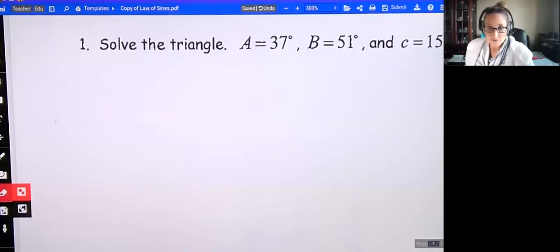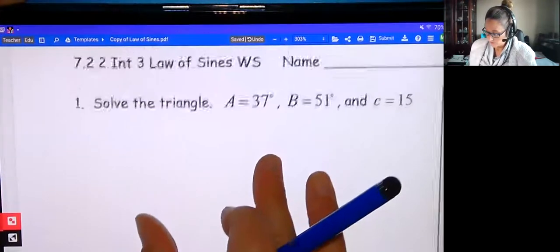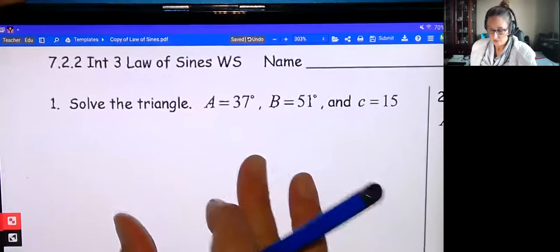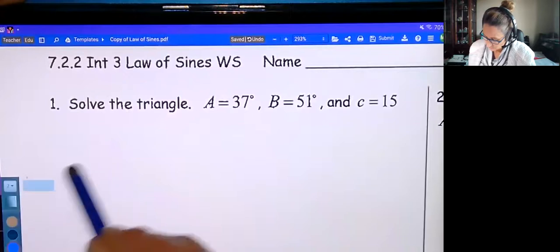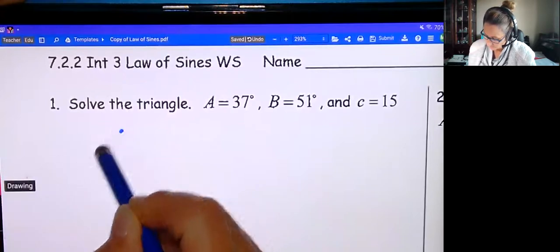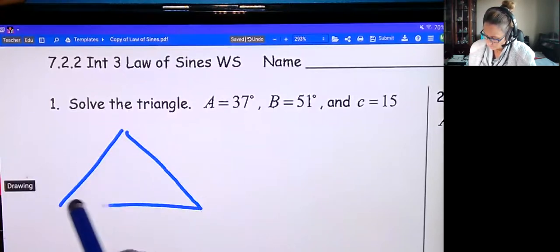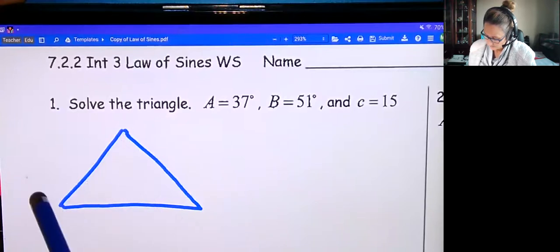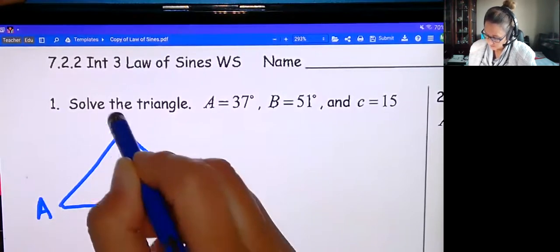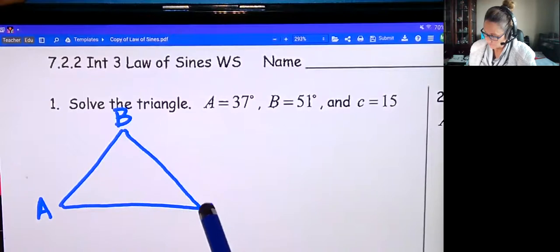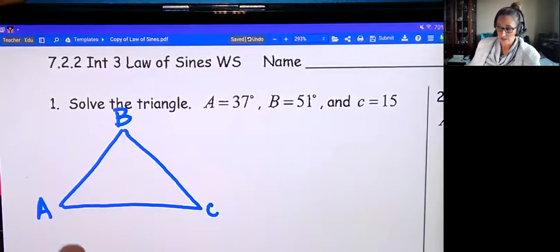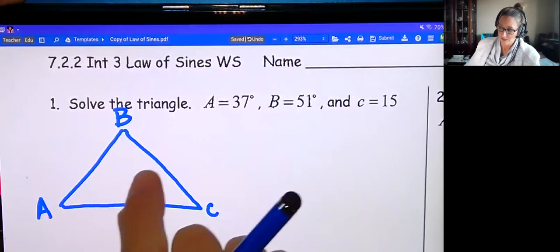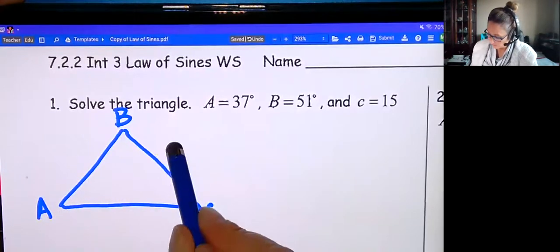Okay, so this video is on the law of sines worksheet that we started today in class. So just to make sure everyone understands, if I have a triangle and I say that this is angle A, this is angle B, this is angle C, where the angles are always capital letters, then the side opposite angle A is going to be little a.